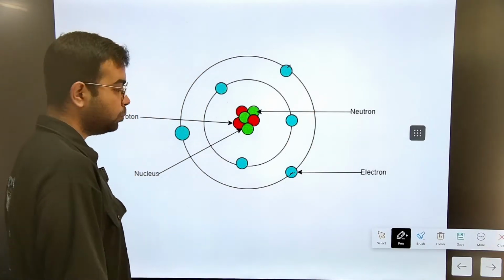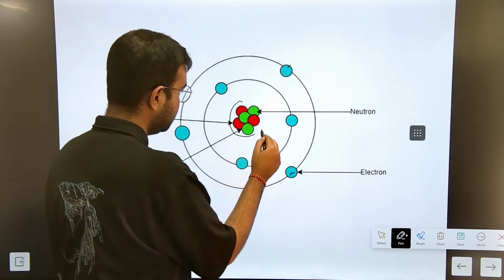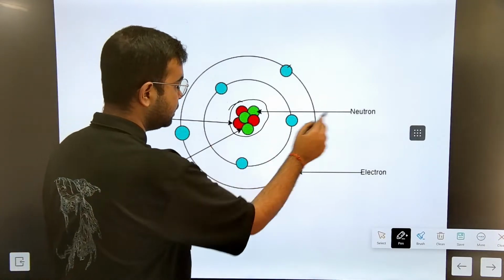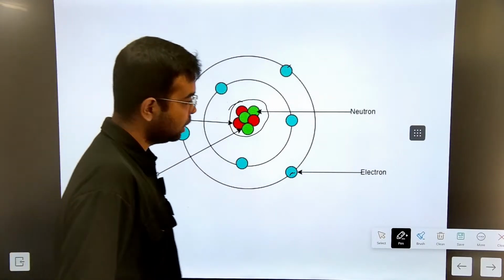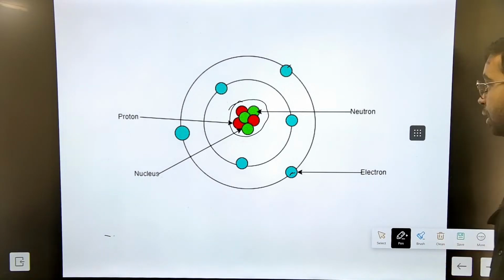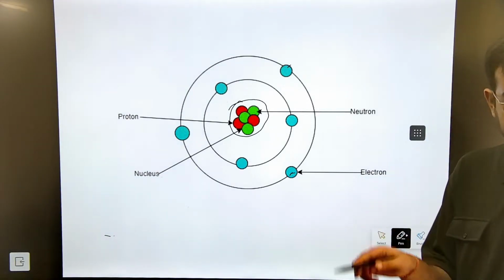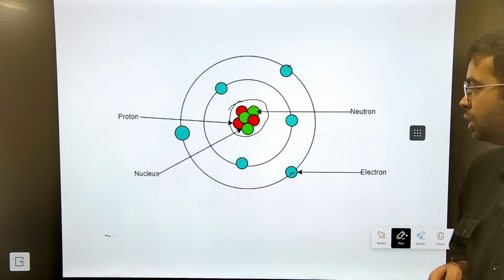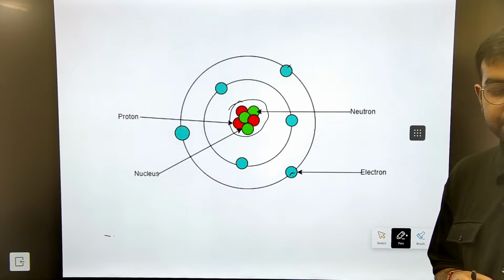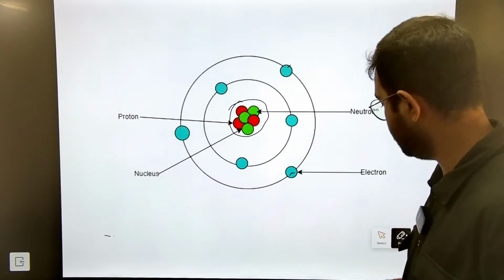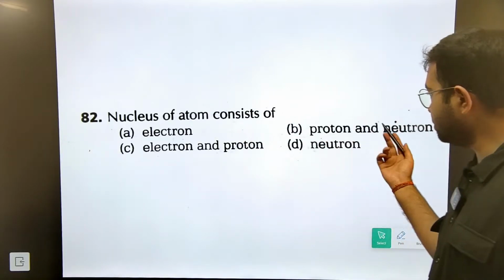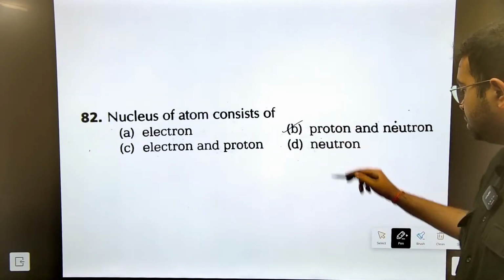Okay. At the center of the atom, we have the nucleus, and inside the nucleus we have the protons and the neutrons. All the three things, proton, neutron, electron, are inside the atom only, but electrons are outside the nucleus. They are revolving in the orbitals. Meanwhile, the protons and neutrons are present inside the nucleus. And our question was, what does the nucleus consist of? The nucleus consists of protons and neutrons. The answer is option B.